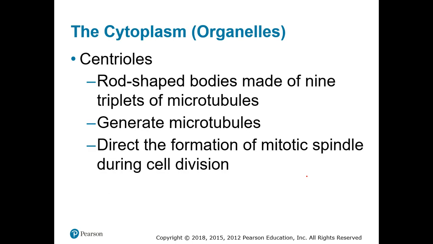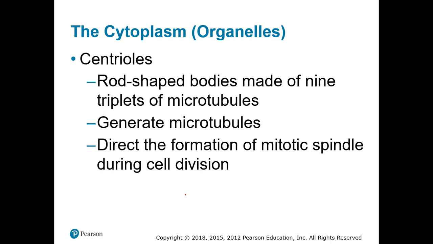Then the last one we're going to talk about are centrioles. Centrioles are generally only found in animal cells. Since we're focusing on anatomy and physiology of animals, especially humans, we have to talk about them. These are rod-shaped bodies and they're made up of microtubules, which is a cytoskeleton. These microtubules form and help direct mitotic spindles during cell division.